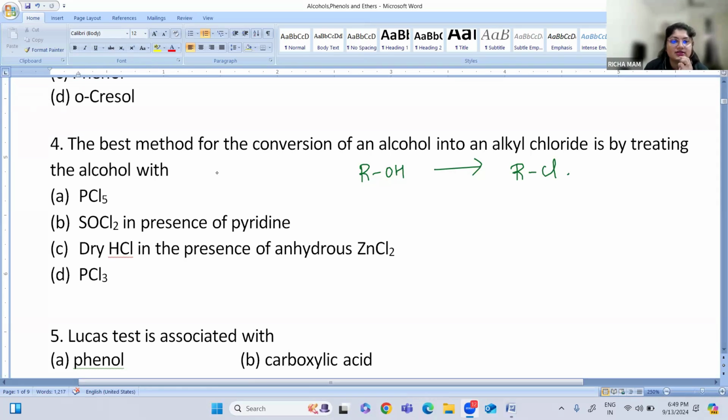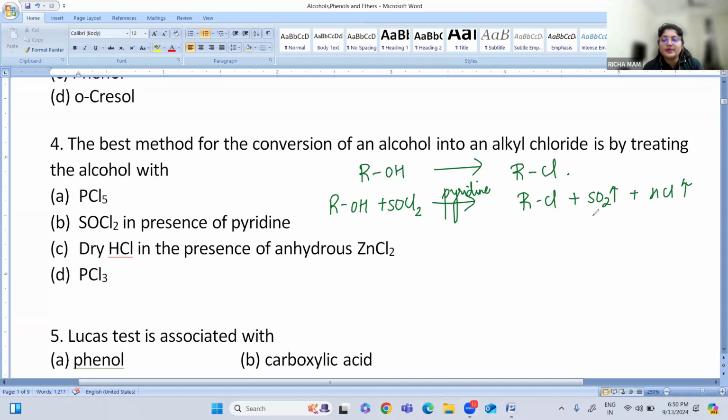So let us see what the answer is. When we are doing the conversion from alcohol to an alkyl chloride, the best method is treating it with thionyl chloride. When you treat alcohol with thionyl chloride in the presence of pyridine, it gives you alkyl chloride plus sulfur dioxide plus HCl.